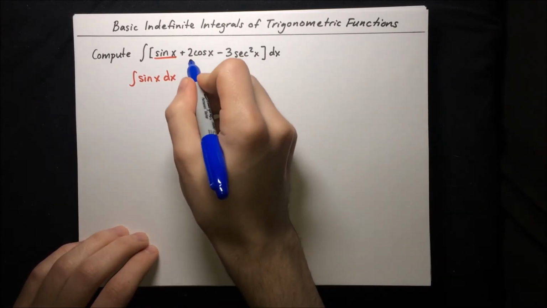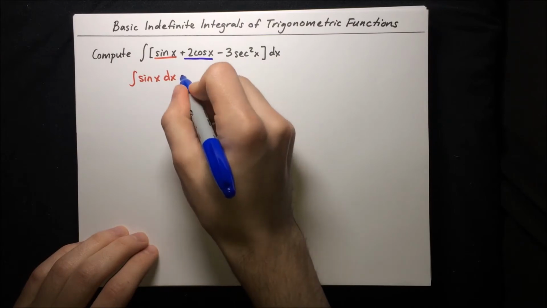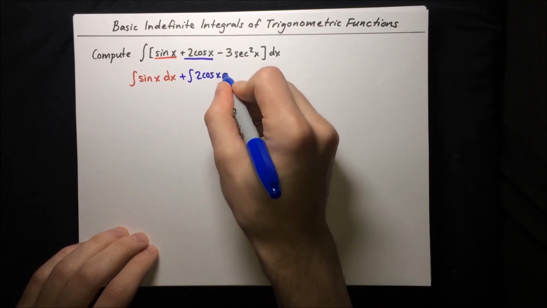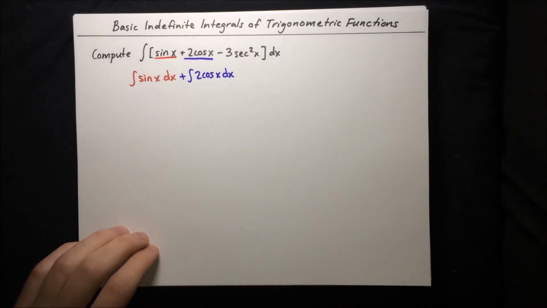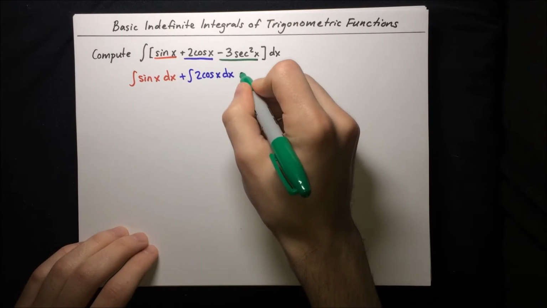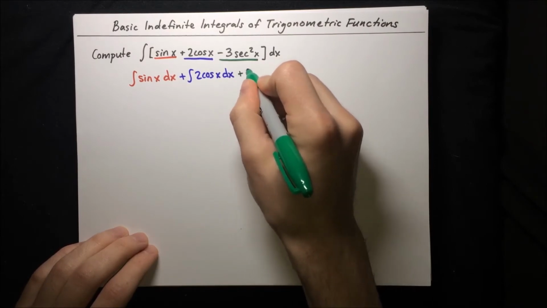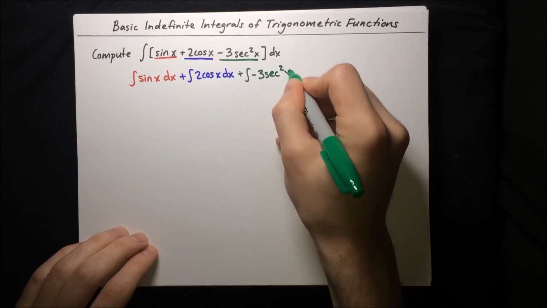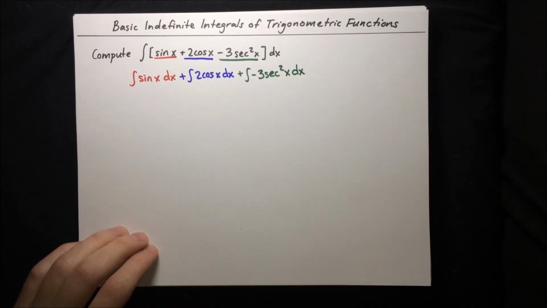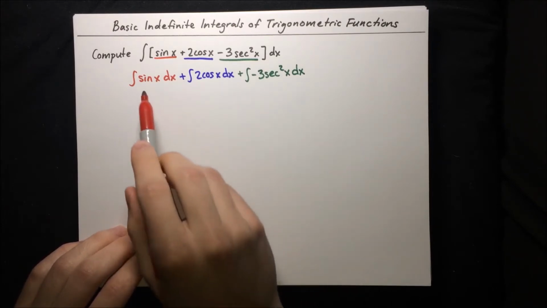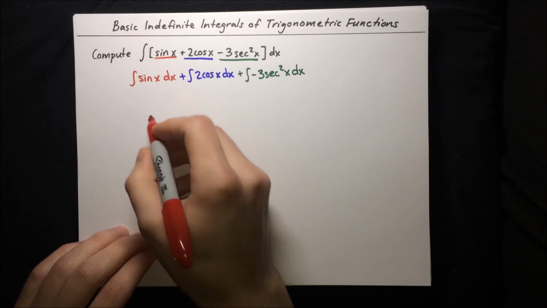So next up is integral of 2 cos x, so plus integral of 2 cos x dx. And then lastly, we've got our integral of negative 3 secant squared x, so plus integral of negative 3 secant squared x dx. And to clean that up a little bit, let's go ahead and write that again, but let's move all the coefficients in front of the integral so we just have the trig functions inside of the integrals.